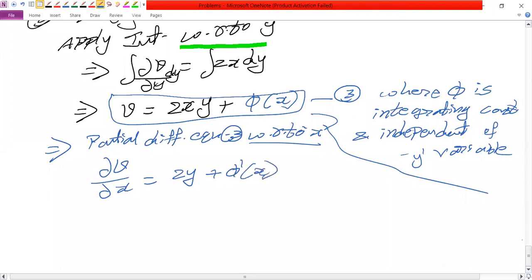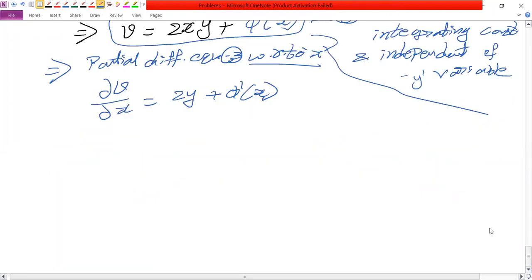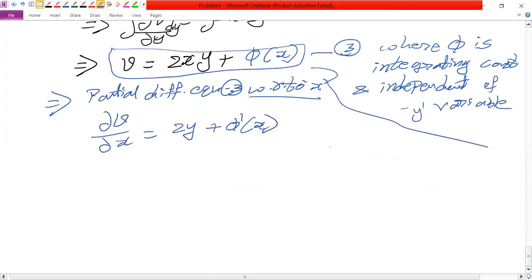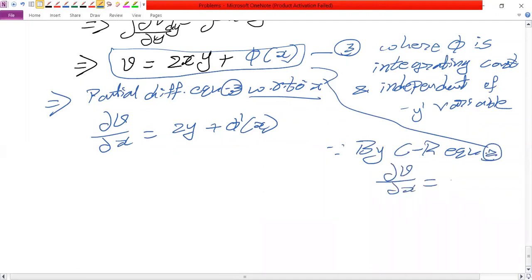But now what I am going to do is, by the CR equation 2, what is dou v by dou x? Dou v by dou x is minus dou u by dou y. Yes, students, we are going to finish in 2 to 3 minutes. Don't worry about it.